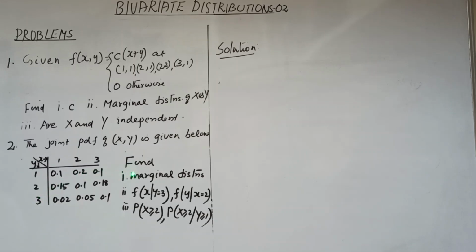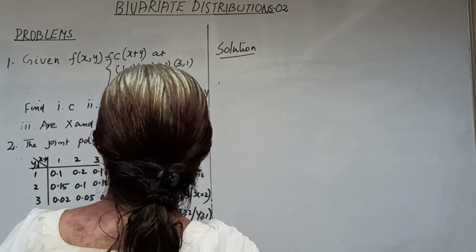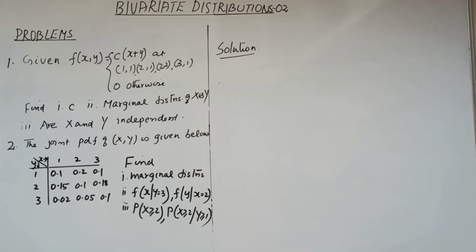Okay, we have to obtain the marginal distributions of x and y, the conditional distribution f(x given y equal to 3) and f(y given x equal to 2). Now the probability x greater than or equal to 2, and the conditional probability x greater than or equal to 2 given y greater than or equal to 1. Okay, let us do it one by one. I am not writing the table.